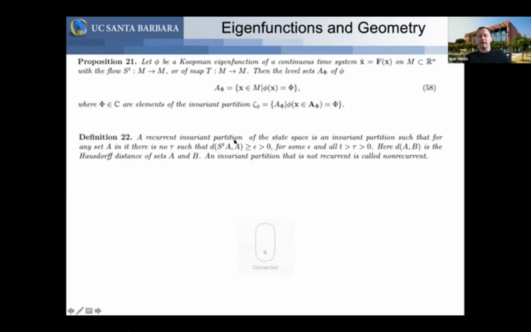Classically in ergodic theory, we have what are called recurrent invariant partitions. Invariant partitions are those where you take a set and map it with a mapping into another set.